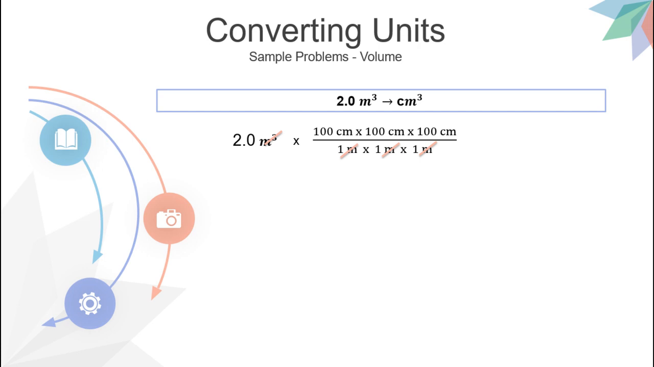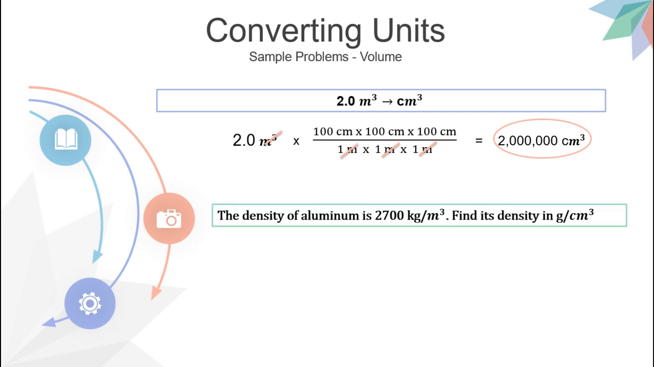So, the given 2, you multiply it with all the numbers in the numerator. So we get 2.0 times 100 times 100 times 100 equals 2 million cubic centimeter, or centimeter cube. If you are confused, feel free to replay this video so you can understand how it was done. Okay? Next, how about this one?